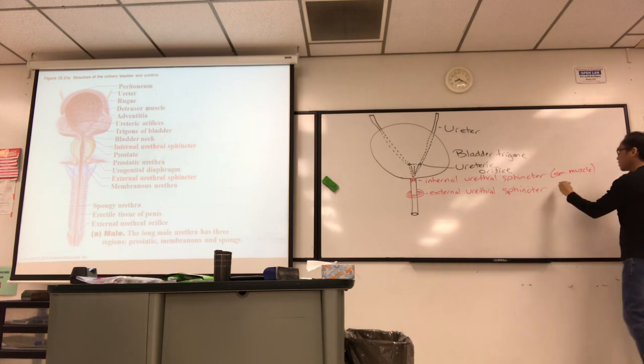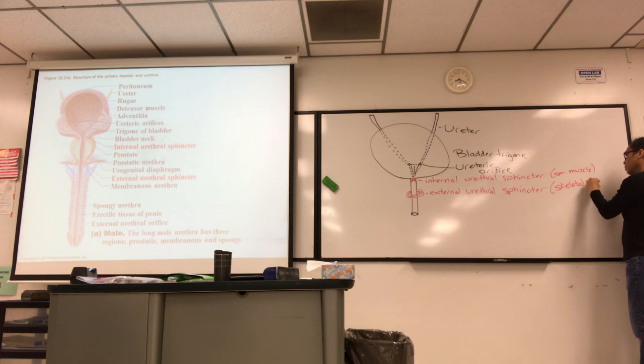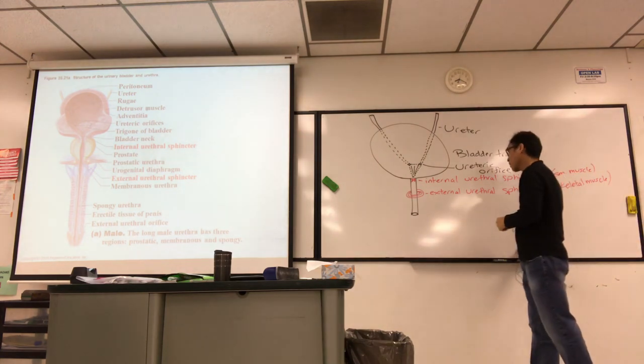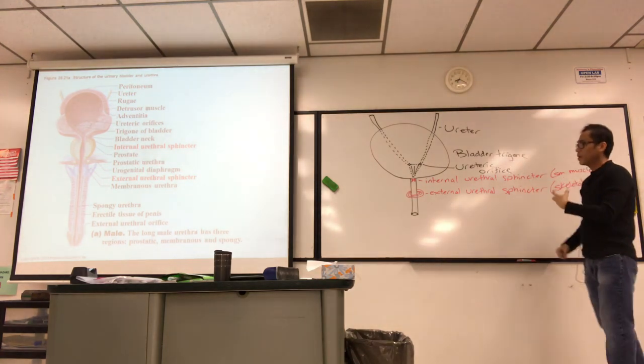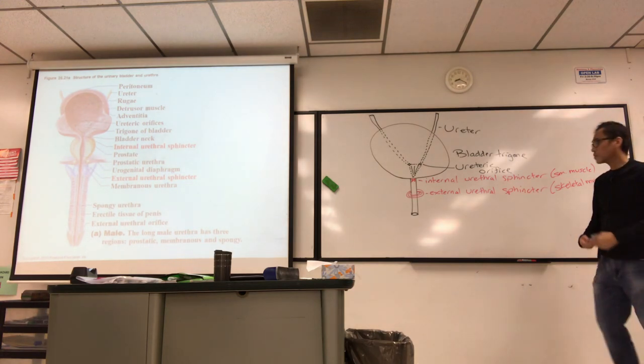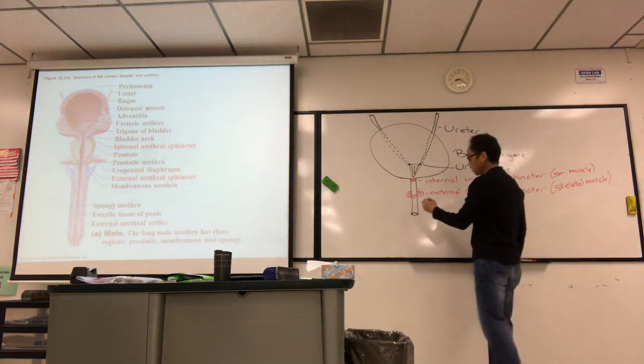So that one is voluntary muscle, it's skeletal muscle. So you have two sphincters to help keep urine in the bladder during storage. This is the urethra.